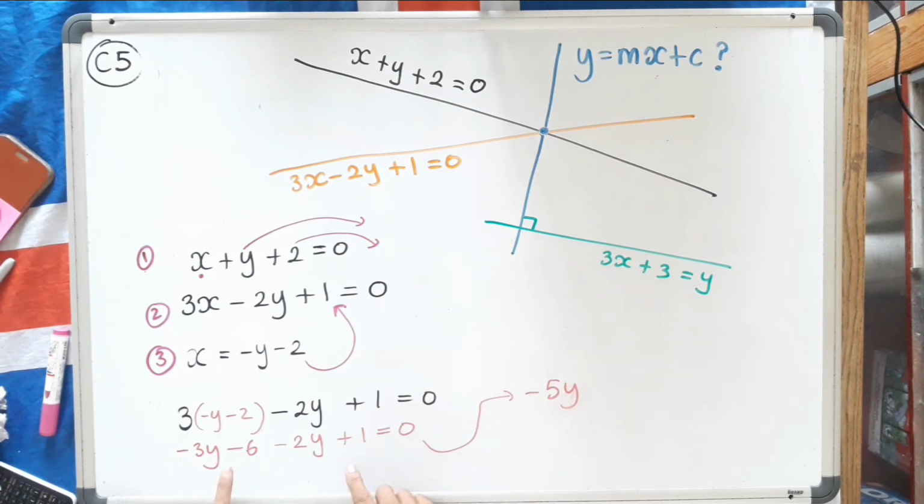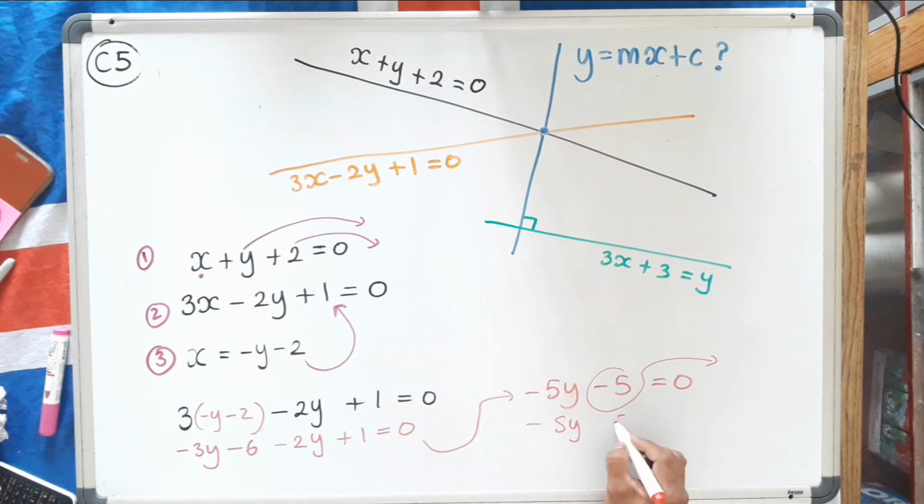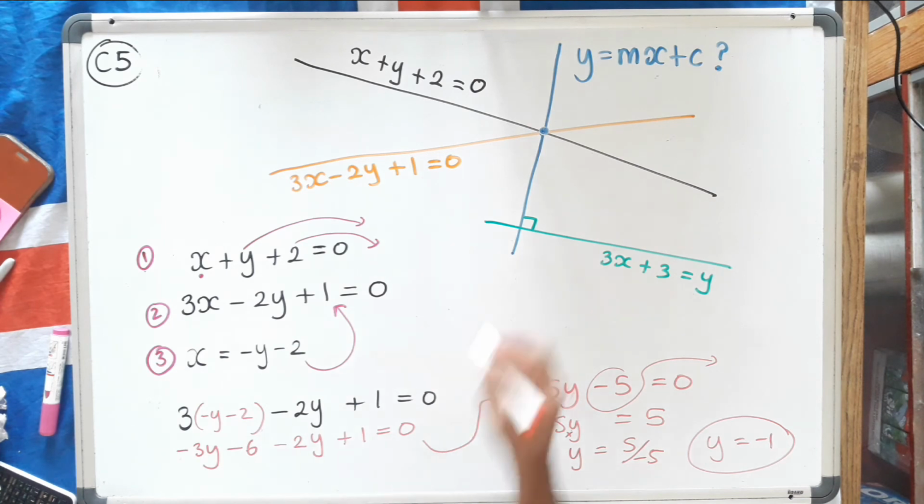Right? And minus 6 plus 1 is minus 5, which is equal to 0. Throw across the minus 5, you are going to get positive 5. Between here and here, there's a multiply. Throw it across, get a divide. Y is equal to minus 1. So I hope you got y as minus 1.